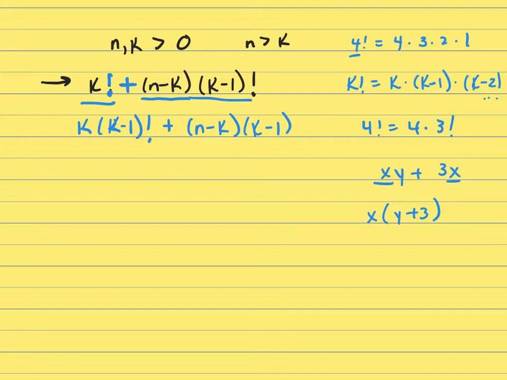I forgot about that. I left that off, sorry. There's a k minus 1 factorial in both terms. So let's factor that out. K minus 1 factorial. Now, if you take k minus 1 factorial out of this first term, you're left with a k. You've divided it. Plus, now take a k minus 1, factor it out of the second term, and you're left with n minus k.